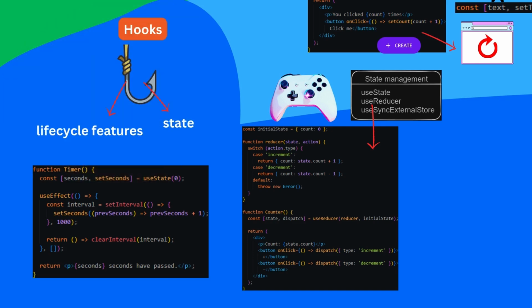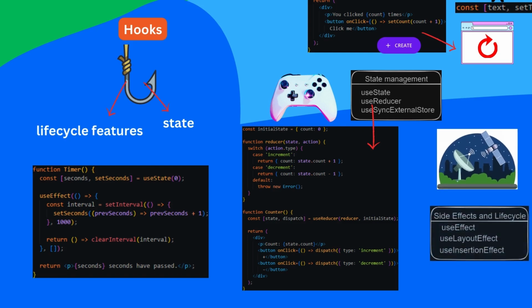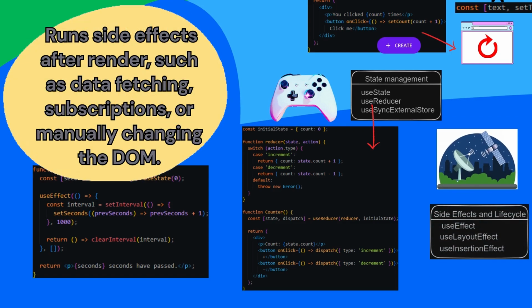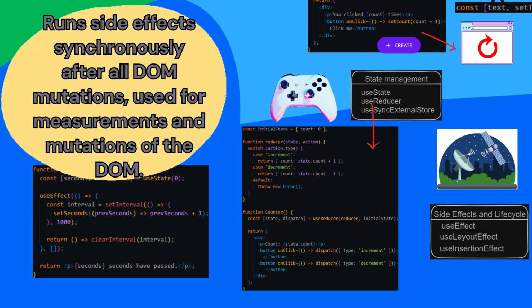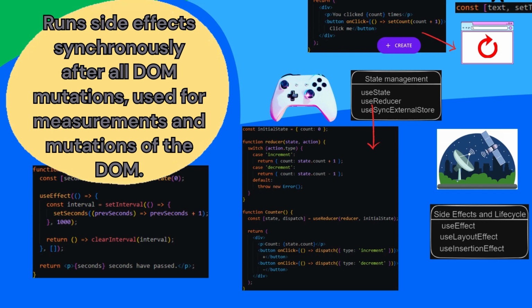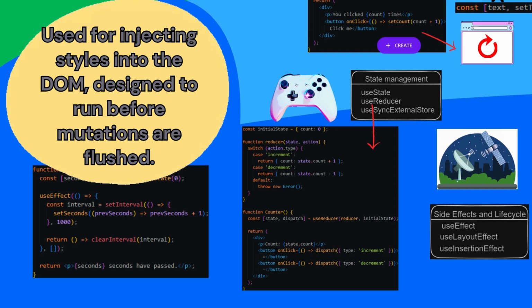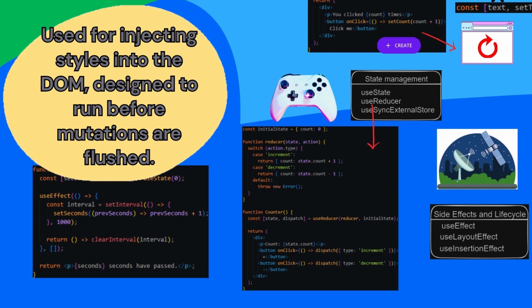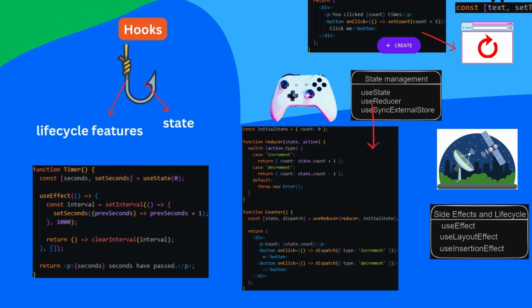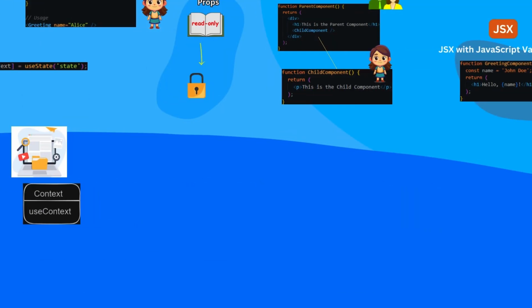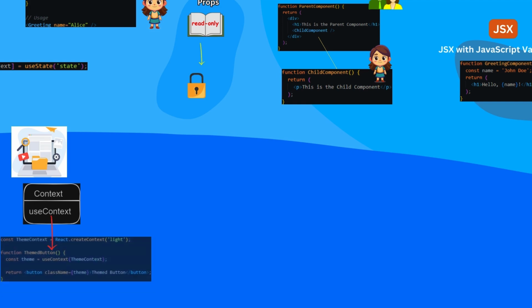Second, side effects and lifecycle. useEffect runs side effects after render, such as data fetching, subscriptions, or manually changing the DOM. useLayoutEffect runs side effects synchronously after all DOM mutations, used for measurements and mutations of the DOM. useInsertionEffect used for injecting styles into the DOM, designed to run before mutations are flushed. Third, context. useContext accesses the value of a React context.